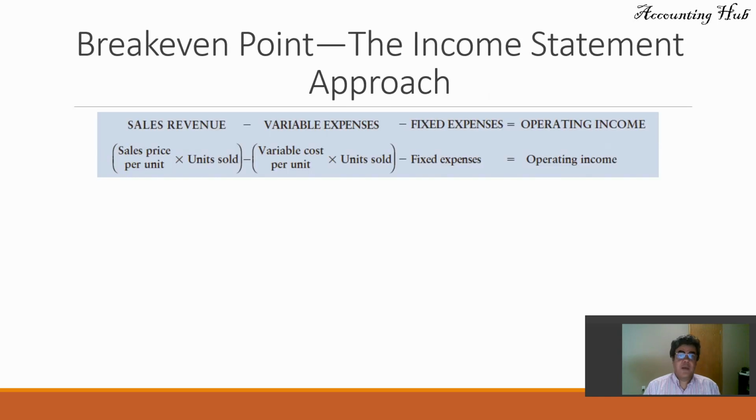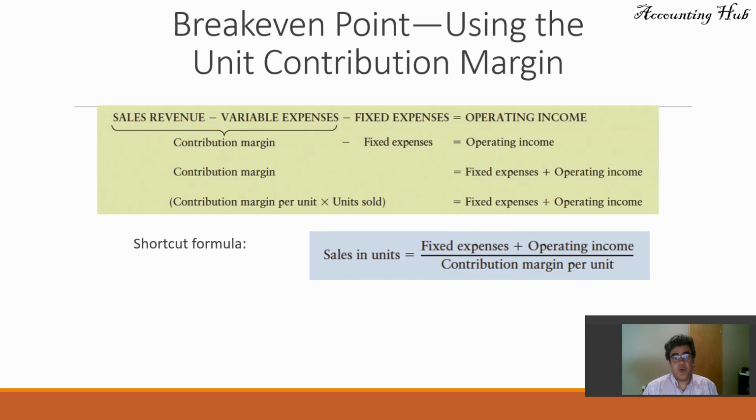Let's go here. The income statement approach. We have sales revenue less variable expenses less fixed expenses equal operating income. What is sales revenue? Sales price per unit times units sold. What is variable expenses or variable cost? Variable cost per unit times units sold. Less fixed expense equal operating income. And then we have operating income here, zero. If we have our sales price, our variable cost, and fixed expenses, we are able to find our units sold.